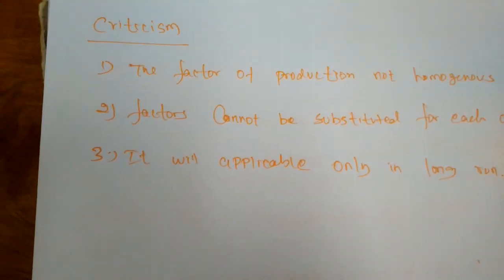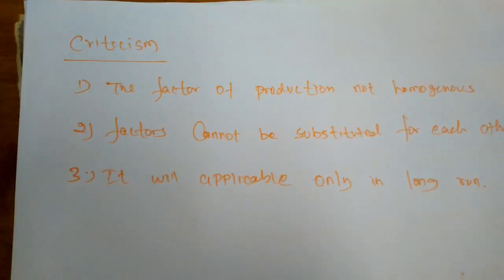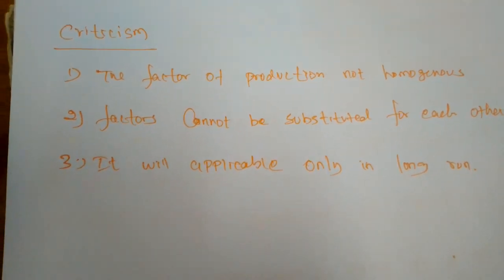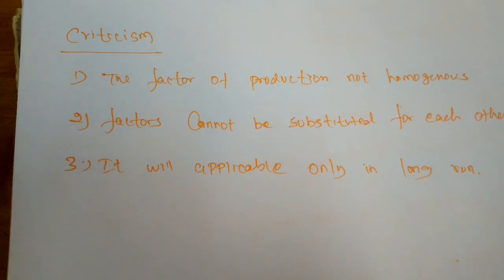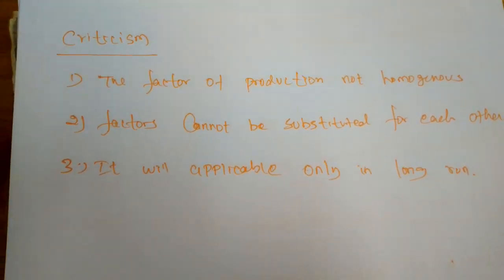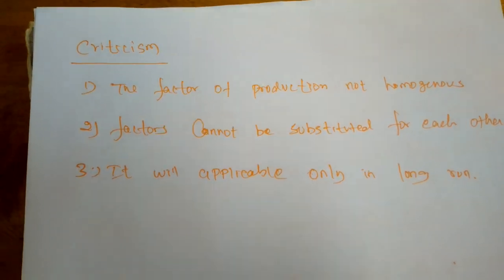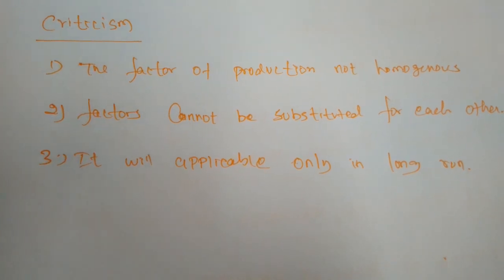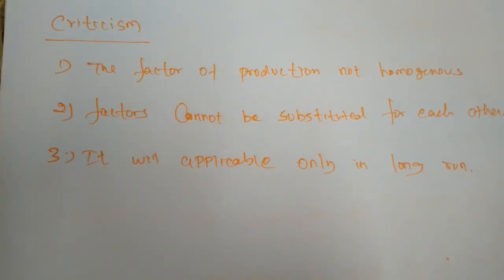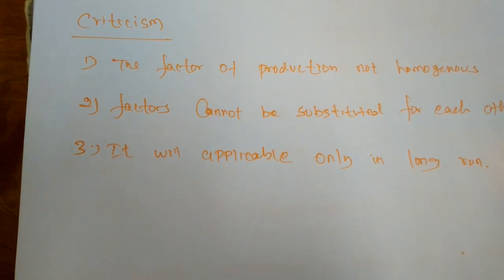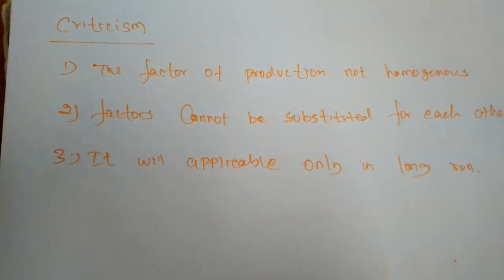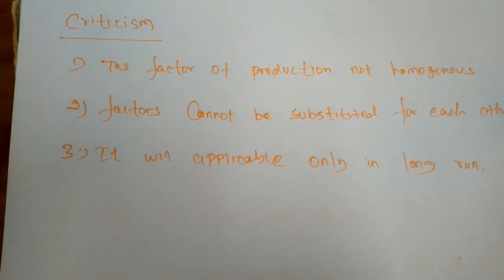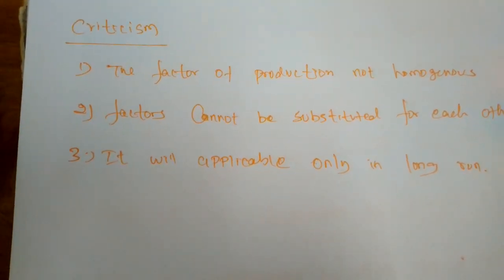In reality, the factors of production are not homogeneous. Normally when we consider the factors of production, the productivity will differ from one another. If you consider labor, one laborer will have more intellectual power or more physical power, some ideas and some specializations. But on the basis of the assumptions, they are not homogeneous. Next, in practice, factors cannot be substituted for each other. We cannot substitute one laborer with another because of the differences in productivity.